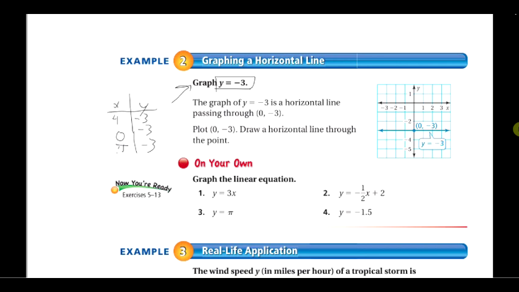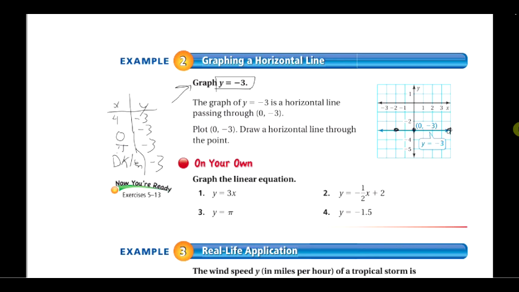If x is anything else, y is still going to be -3. So if we were to plot all those values, like 4, -3 and 0, -3, it's all going to be -3, -3, -3. That gives us a nice horizontal line.